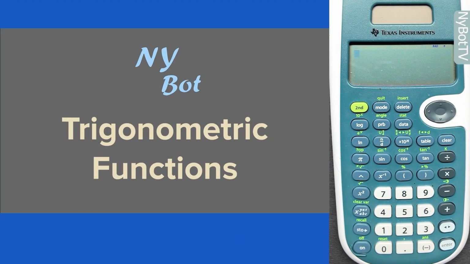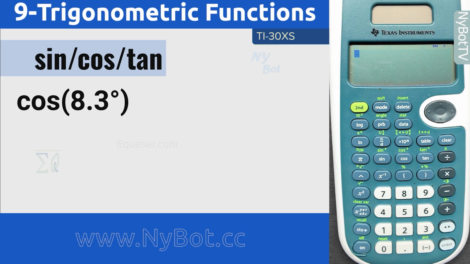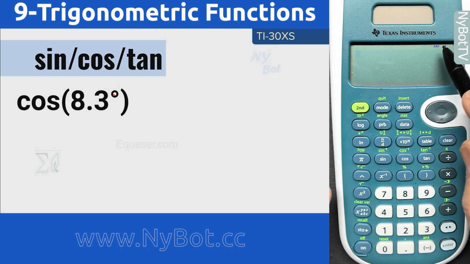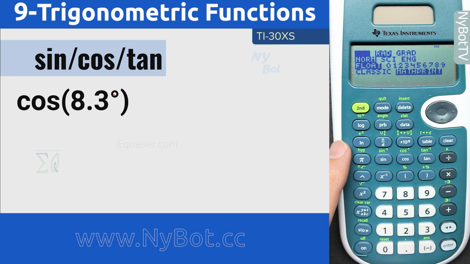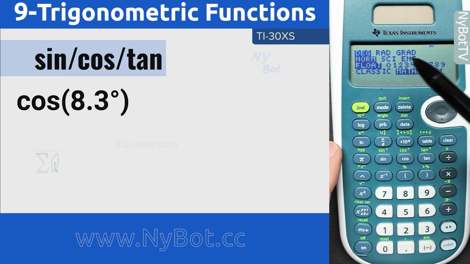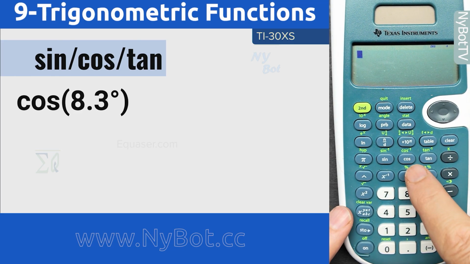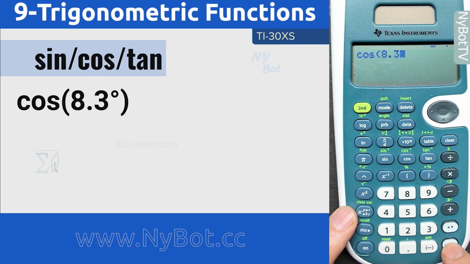Now let's do some trigonometric calculations. For sine, cosine, and tangent, we will enter cosine, for example, 8.3 degrees. Sometimes you need to specify this unit, because if I press mode, as you can see, this is not degree, it's radian. So the value will be assumed in whatever is the default one. So now I select radian and press clear, so we can enter cosine of 8.3.